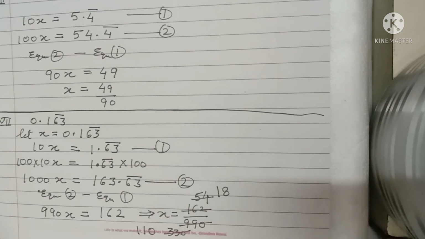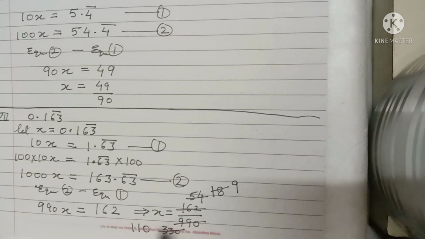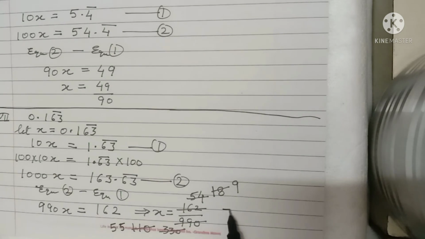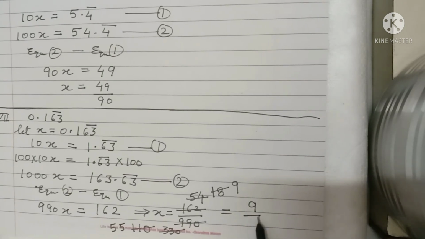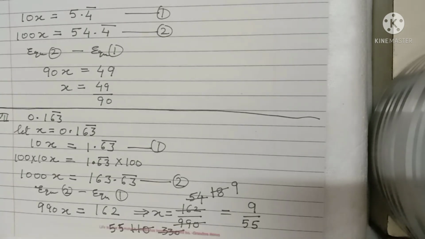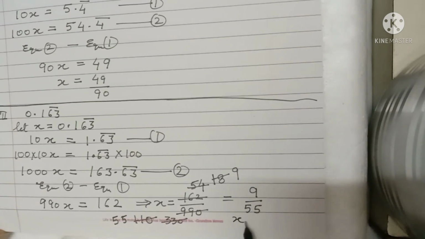And 2 9s are 18 and 2 5s are 10, 11, 1. This is 9 upon 55. So x is equal to 9 upon 55. Write down here, x is equal to 9 upon 55.